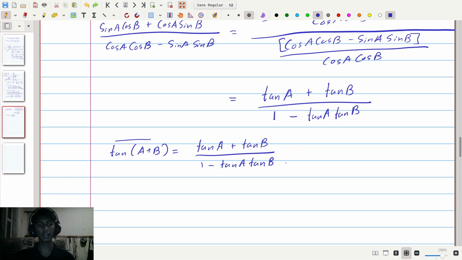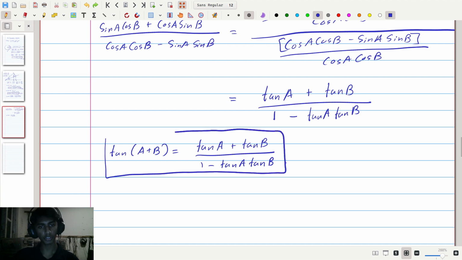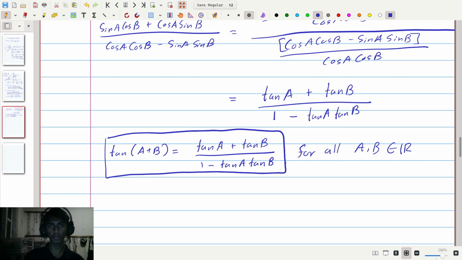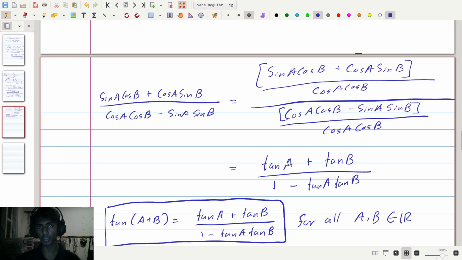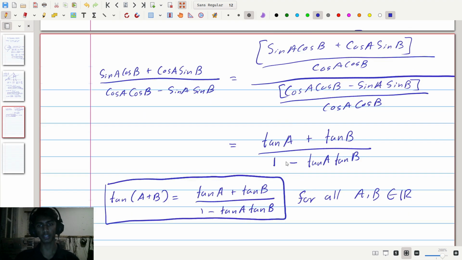So there we are. This is our identity that we are going to use for tan of a plus b. We're going to put a box around it because it's the identity. This thing is also true for all a and b in the real numbers, so it's also an identity. There's another set of 3 identities that we're going to get from this, that are sine of a minus b, cosine of a minus b, and tan of a minus b. Currently we are adding 2 angles together; in a little bit we are going to do subtracting 2 angles from each other.